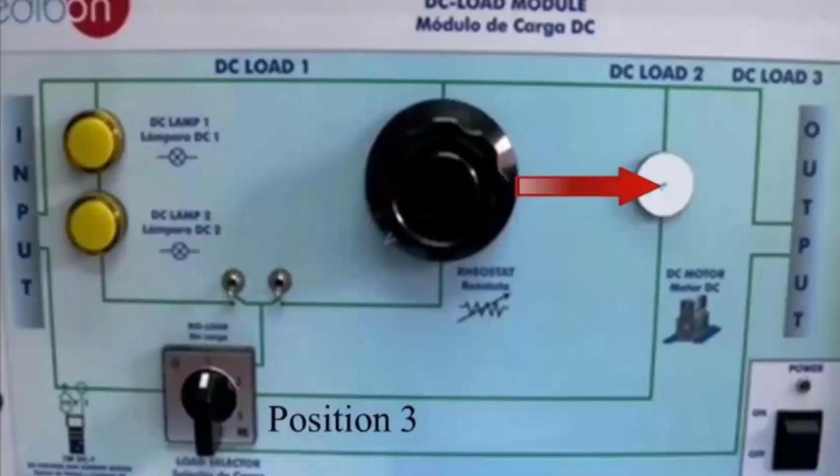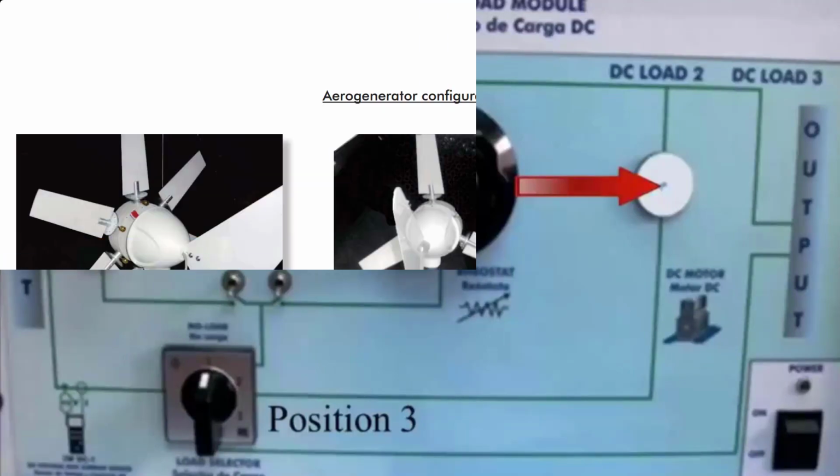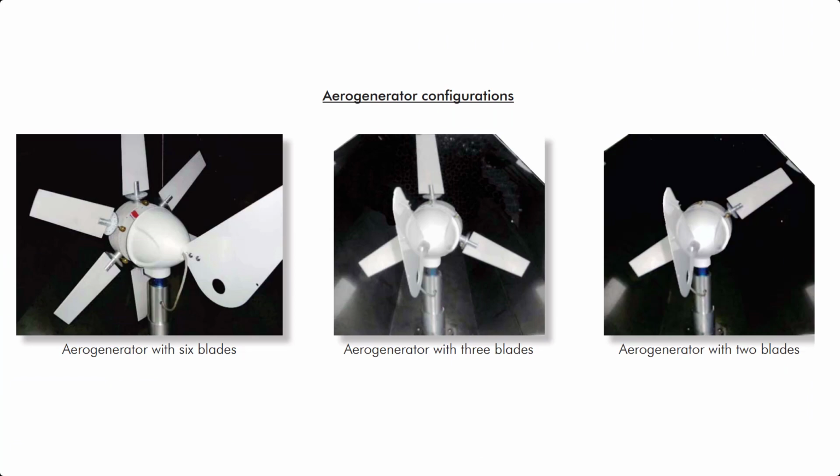Next, position 3 is the DC motor. These are the aerogenerator configurations, either with 2 blades or 3 blades, or 6 blades.